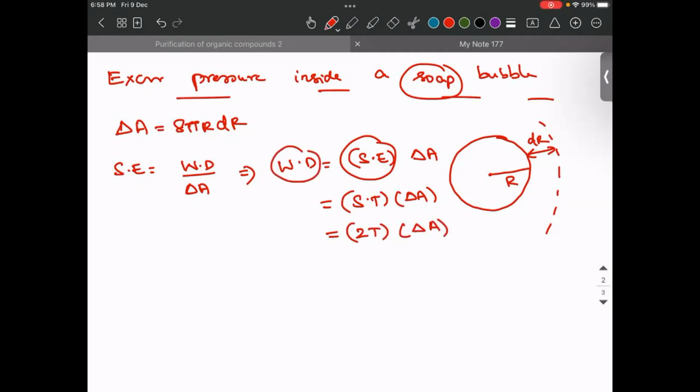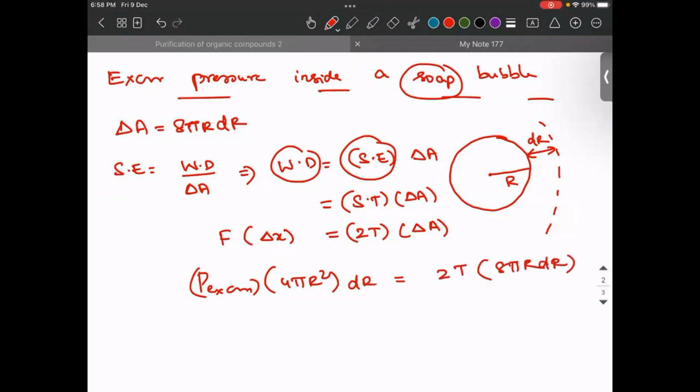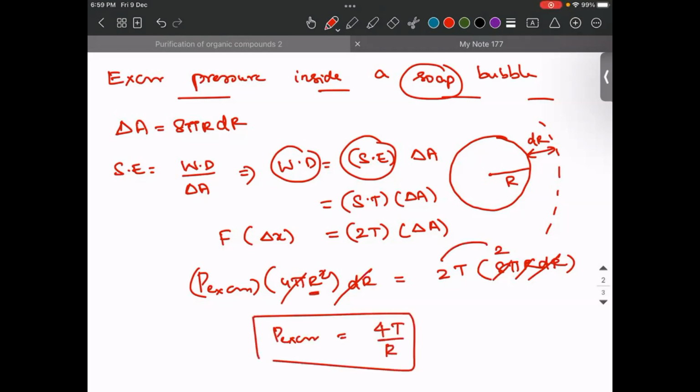So what is the work done? Again, force into displacement. Force is going to be excess pressure multiplied with area, which is 4 pi r square, into dr, equal to 2T into 8 pi r dr. So dr and dr are lost, r and r, 4 pi will cancel. So excess pressure will come out as 2 into 2T, which is 4T divided by r. And this is also an important expression to be remembered. So the excess pressure inside a soap bubble is going to be 4 into capital T divided by R.